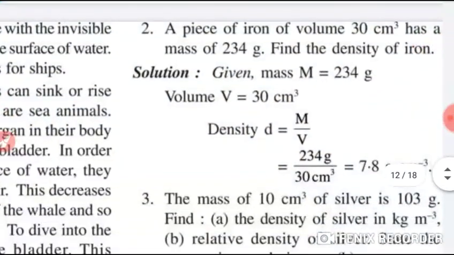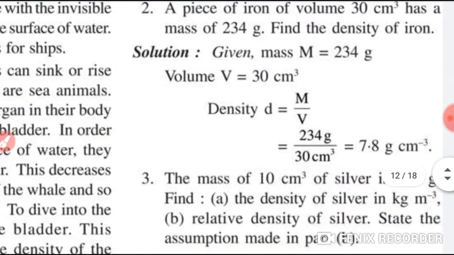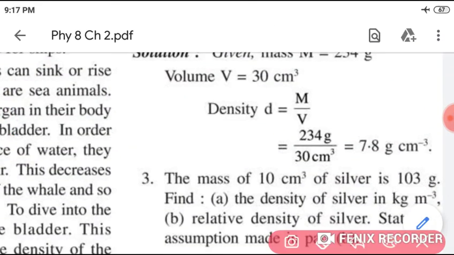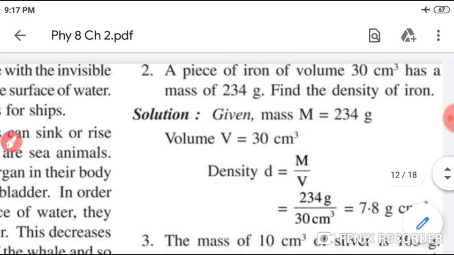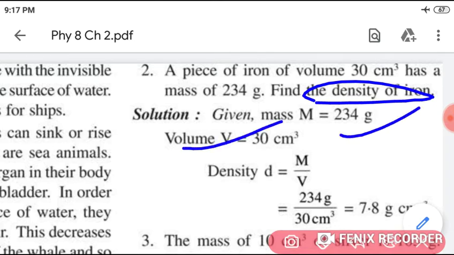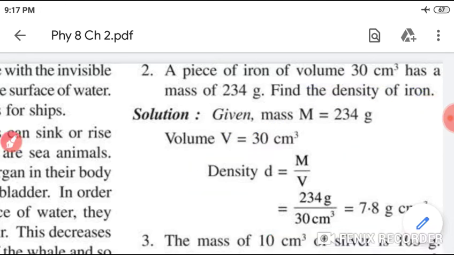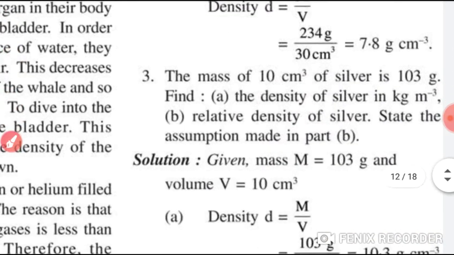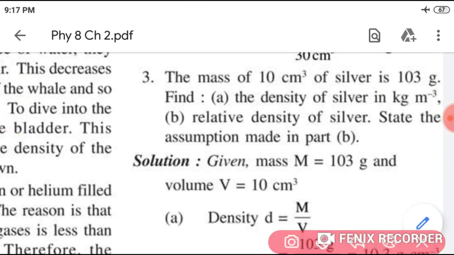Next question. A piece of iron of volume 30 centimeter cube has a mass of 234 gram. You have to find the density of iron. What is the mass given here, students? 234 gram. What is the volume given here? 30 centimeter cube. You can find the density by the formula mass upon volume. When you solve this, the answer will be 7.8 gram per cubic centimeter.